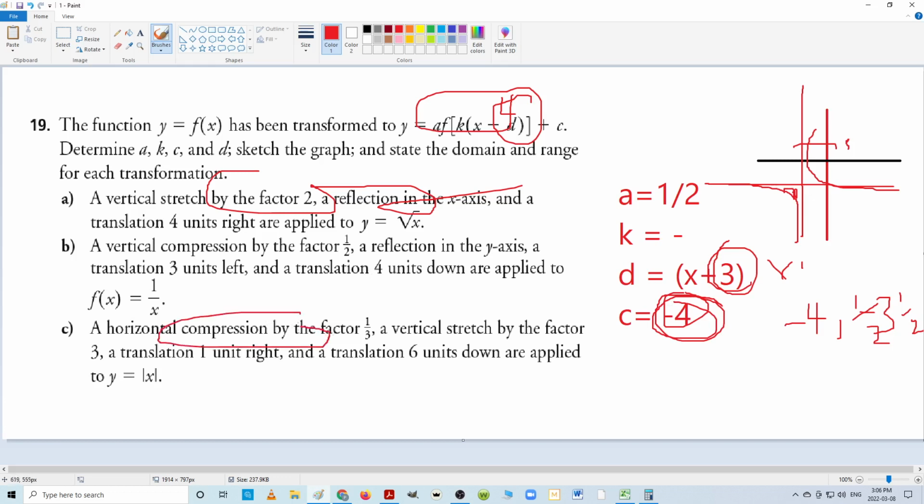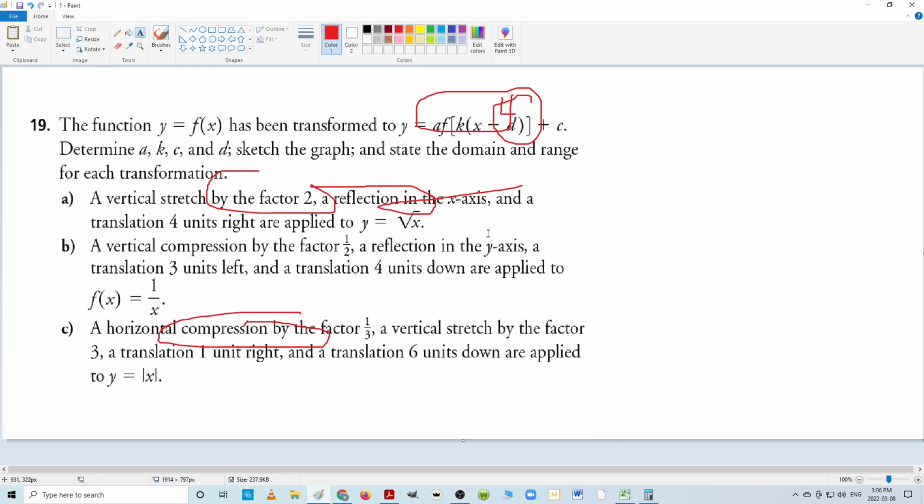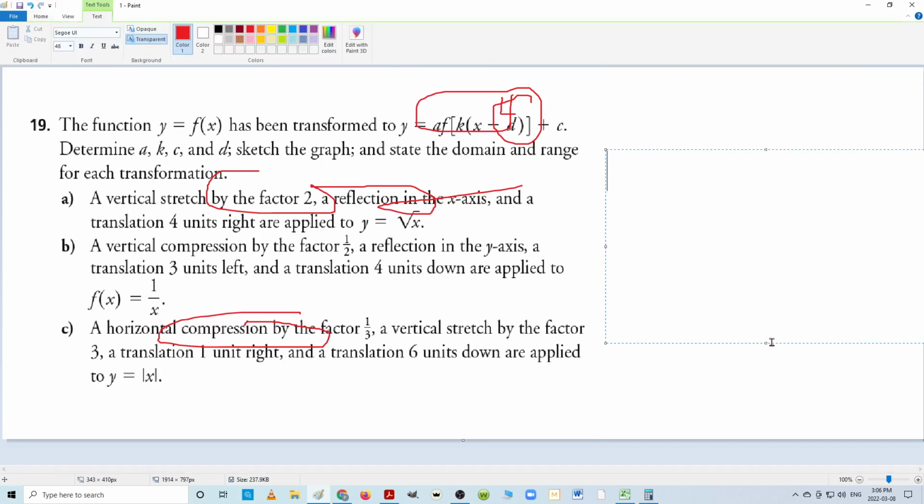A horizontal compression by a factor of a third. A vertical stretch by a factor of this. Translation 1 unit right, translation 6 unit down are applied to the absolute value. Okay. Horizontal compression, let's skip that for now. Okay, well actually no. K is equal to 3 then. A vertical stretch by a factor of 3. A is also equal to 3 then.